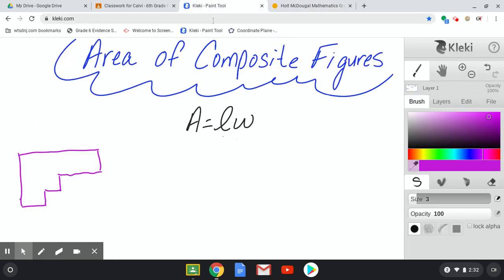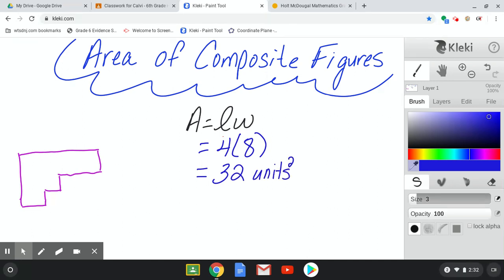So if I go back here, my length was 4. My width was 8. So this is for my first rectangle. So 4 times 8, 32. And I don't think they gave us a unit, so I'm just going to put square units.